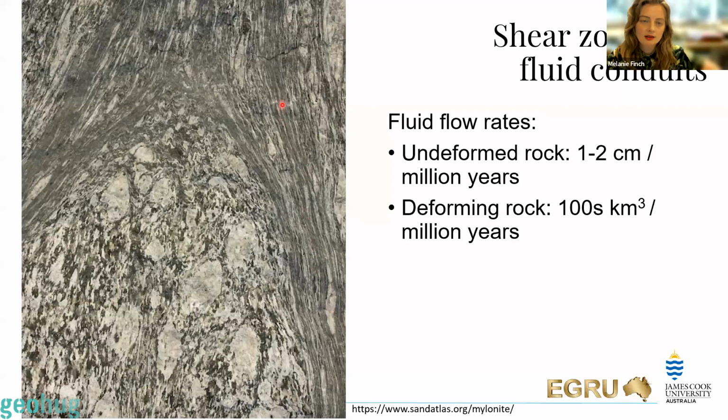But the fluid flow rates in this sheared layer are much higher than through a rock that is undeformed. So this rock is not undeformed, you can see a foliation in it, but in an undeformed rock, the fluid flow rates would be as little as 1 to 2 centimeters for every million years, whereas in this deformed rock, the fluid flow rates can be as high as hundreds of cubic kilometers per million years. And that is the sort of fluid flux you need to form a hydrothermal ore deposit. So because they're such good fluid conduits, that is thought to be part of the reason why they host these ore deposits.